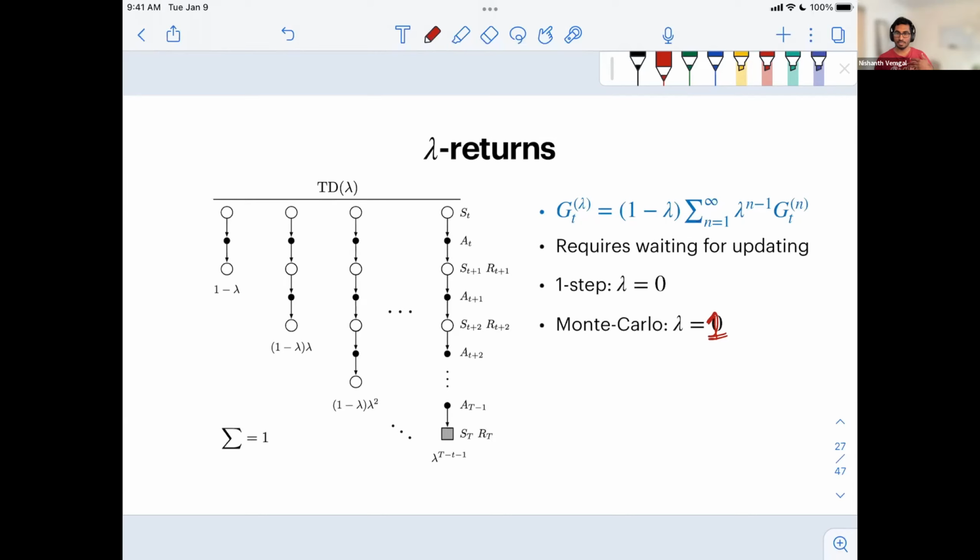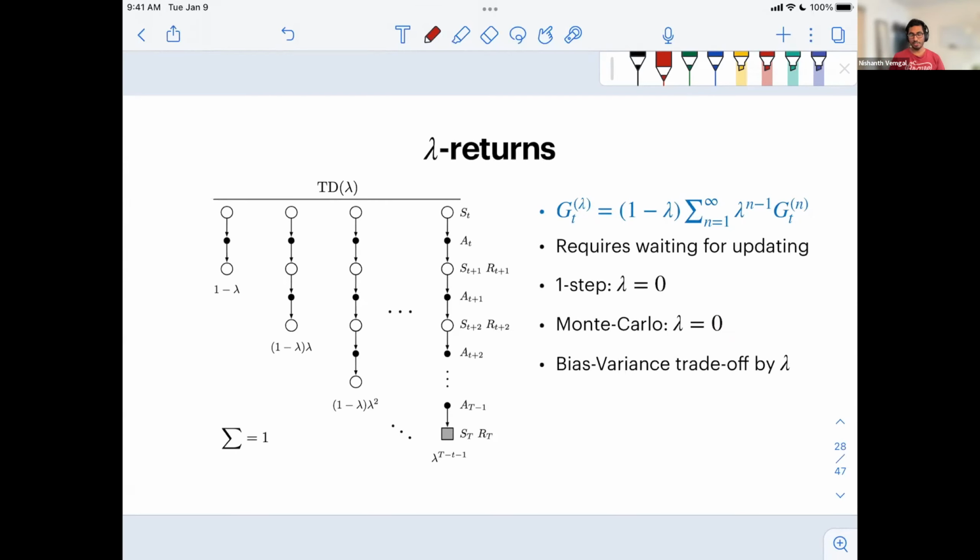So this is again the forward view, where the agent sits at the state at time step t, and then it has to wait until it sees all the rewards in the future to actually update the value of the state at time step t.